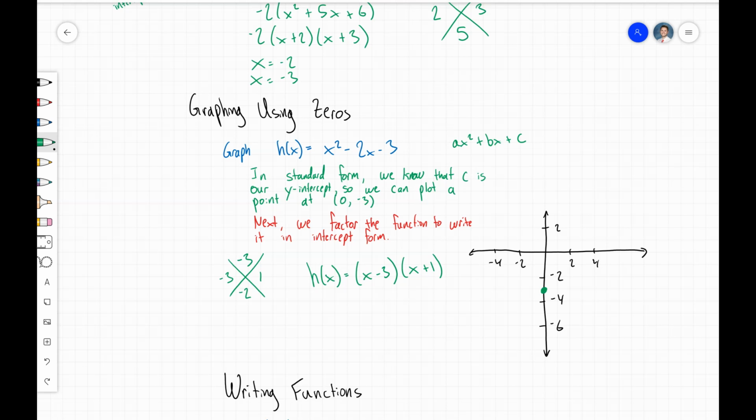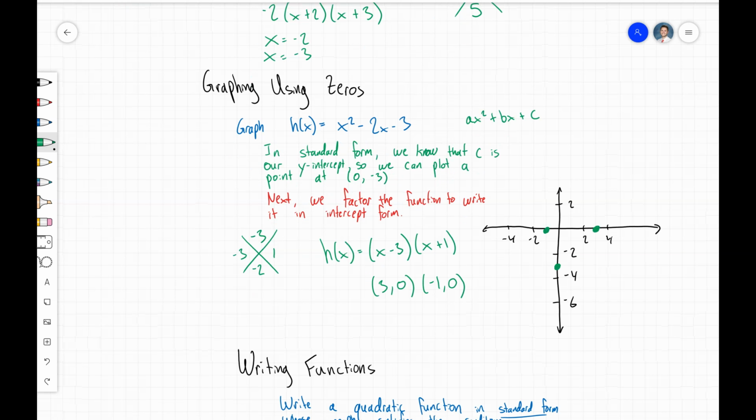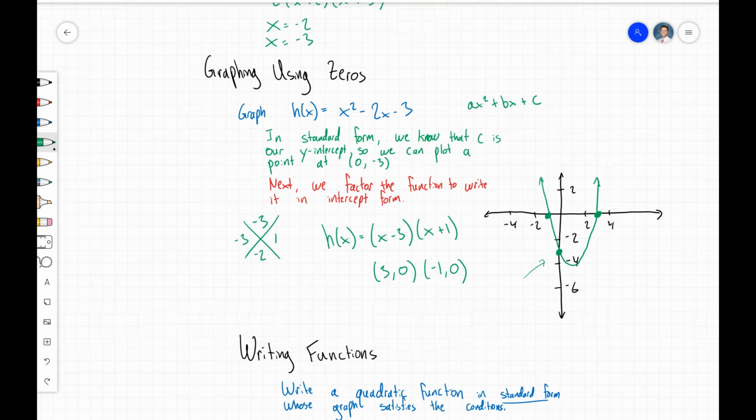So we have x minus p, so our p value is 3, so we have an intercept at 3, 0, and x minus q, so our q value is negative 1. So we have intercepts at negative 1, 0, and at 3, 0. So now that we have 3 points, we can go ahead and graph our parabola here. Just making sure we notice that this y-intercept is not our vertex. It's not the best of parabolas, but we get at least an approximation of what it would look like.